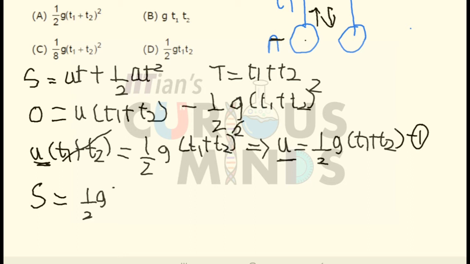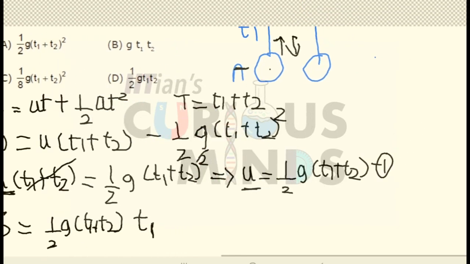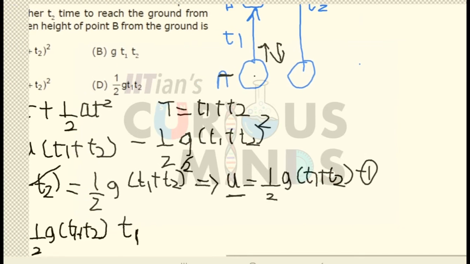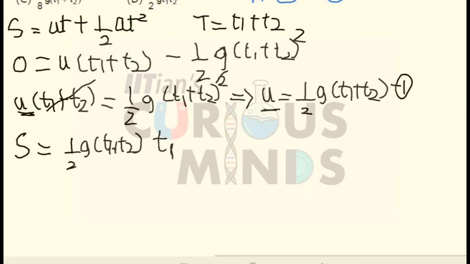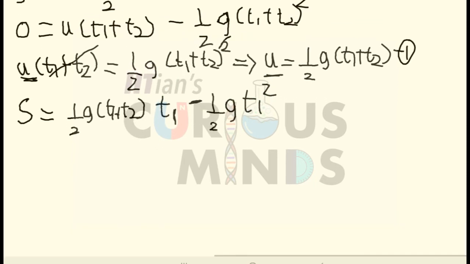Now we have to calculate the height b from the ground. So we will again use the formula S is equal to ut plus half at square. S is unknown. Initial velocity we have found out: half g (t1 plus t2). This is the initial velocity, half g (t1 plus t2) into time. Time is t1, the total time taken to move from point A to B, minus half g t square, that is t1 square.